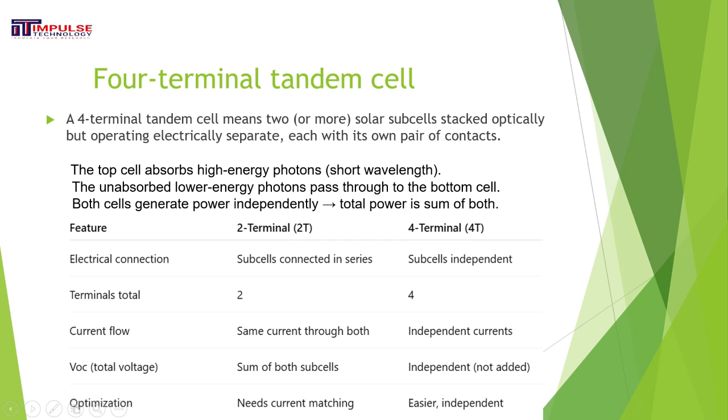Generally in the two terminal you can see the electrical connections. The subcells are connected in series, as we have already told, and in the four terminal the subcells are independent. Two terminals versus four terminals: the same current through both, but independent current. In the 4 terminal it does not need current matching, but in the 2 terminal it needs it. The VOC, open circuit voltage, is the sum of both subcells, and in the 4 terminal it is not added. Optimization needs current matching in the 2 terminal, and is easier with independence in the 4 terminal.